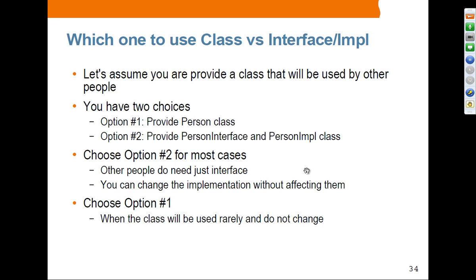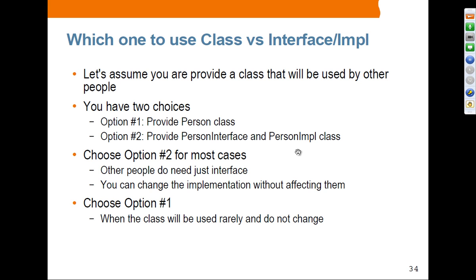So when you are providing a class that will be used by other people, or even if you're working alone, you could in fact have some classes using other classes, right? So you have a choice of these two: providing just person class or a combination of these two. So when to use this? In general, when the class is being used by multiple people and the implementation could change often, then you want to take option 2, meaning you want to provide it as an interface and implementation combination.